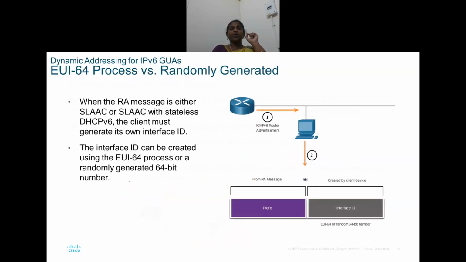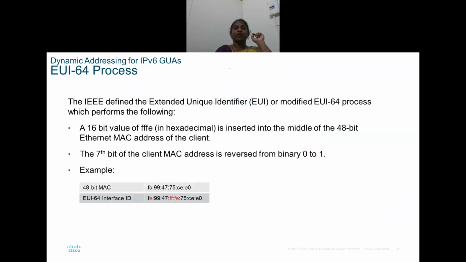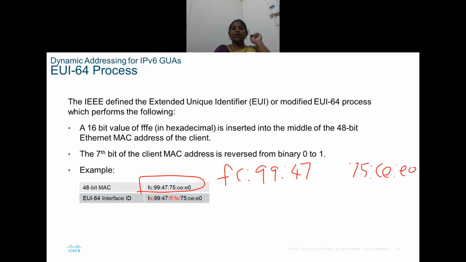And then I told you, after getting the prefix, the IP address is generated, using the EUI64 process or the randomly generated process. So what that EUI64 process is, we will discuss now. The EUI64 process takes your MAC address. So here you see it takes your MAC address, FC994775CEE0. FC:99:47 is one part of your MAC address, and then the other part is 75CEE0.